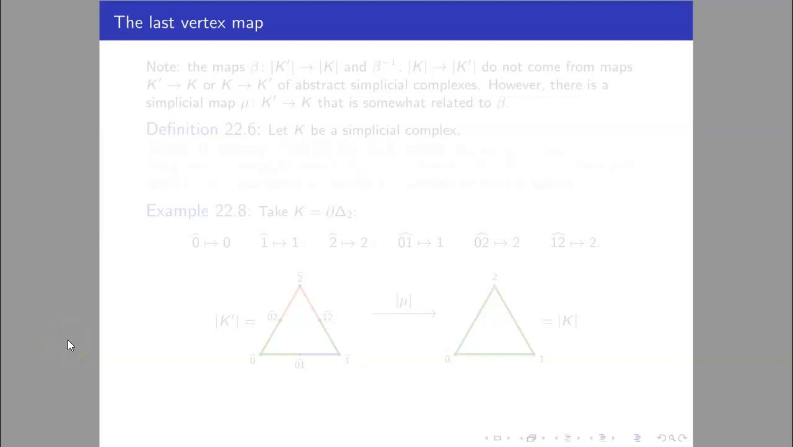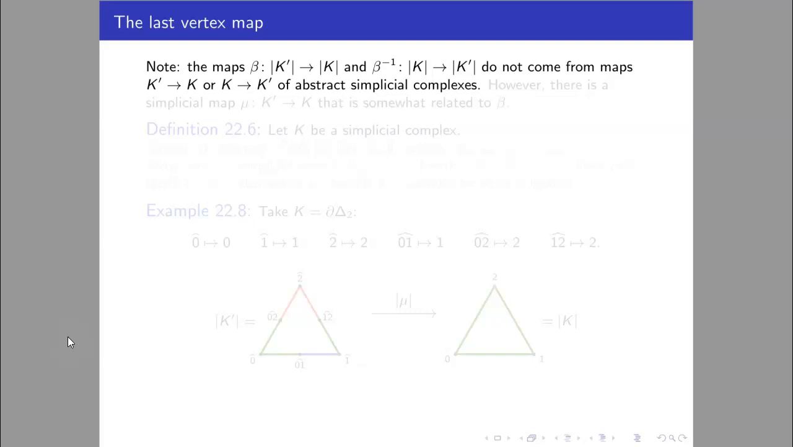Now we need to discuss a certain simplicial map, which I'm going to call mu. So in context again, we've got an abstract simplicial complex K and its barycentric subdivision K prime. And as we've discussed previously, there's this homeomorphism beta from mod K prime to mod K, and an inverse going in the opposite direction. But neither of these is actually a simplicial map. They don't come from maps of abstract simplicial complexes from K prime to K or from K to K prime.